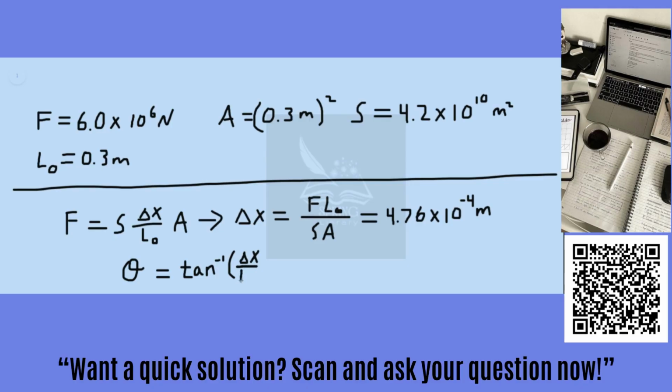So the inverse tangent of delta X over L naught is equal to the angle theta that we're trying to find. Well, we now know delta X and L naught was given. Plugging those values in and taking the inverse tangent of that ratio, we find that the angle is 0.09 degrees. And this can be boxed in as our solution to the question.